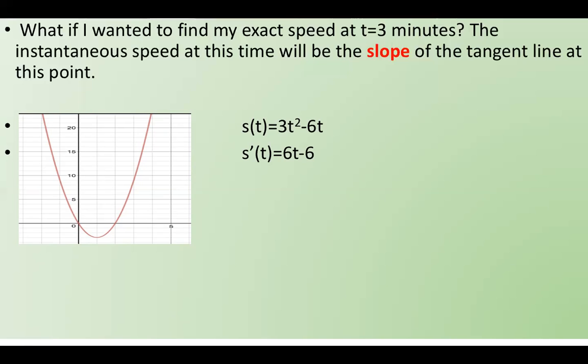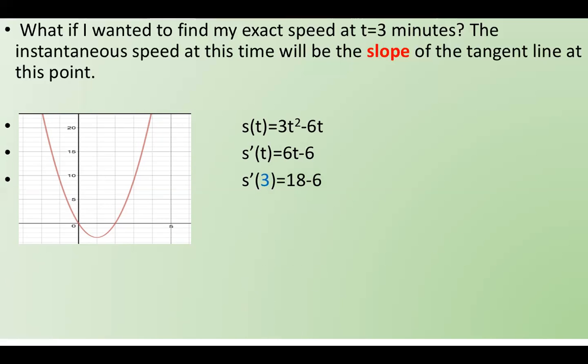So in the chat, let's see if anyone has any ideas. Plug in 3 is what Alexa says, and Betsy, you also said plug in 3. Elizabeth, we plug in 3 into the derivative. Perfect. That is exactly what we do. So if I want to find the exact speed at 3 minutes, step 1, take the derivative. Step 2, plug in what you're looking for, which is 3.